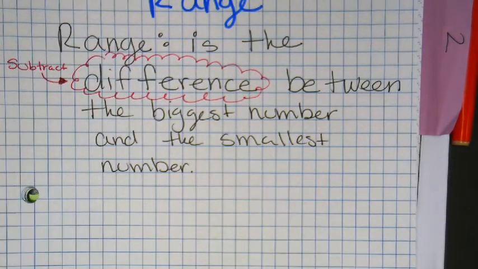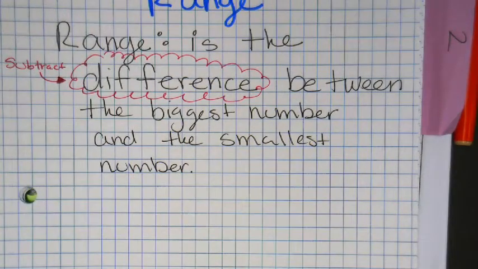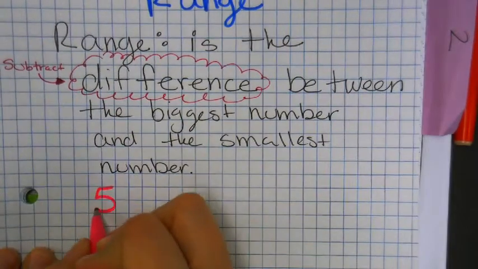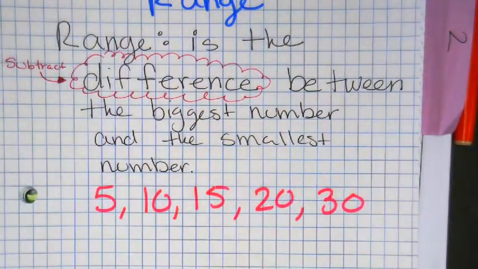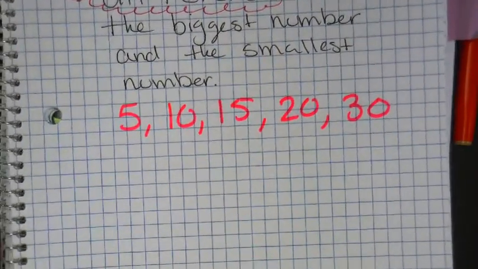Okay. So all we're going to do is take the smallest number subtracted from the biggest number. Or big minus small. We okay? All right, let's do an example problem. Let's say we have the numbers 5, 10, 15, 20, 30. We're good on those? Did you copy those numbers?